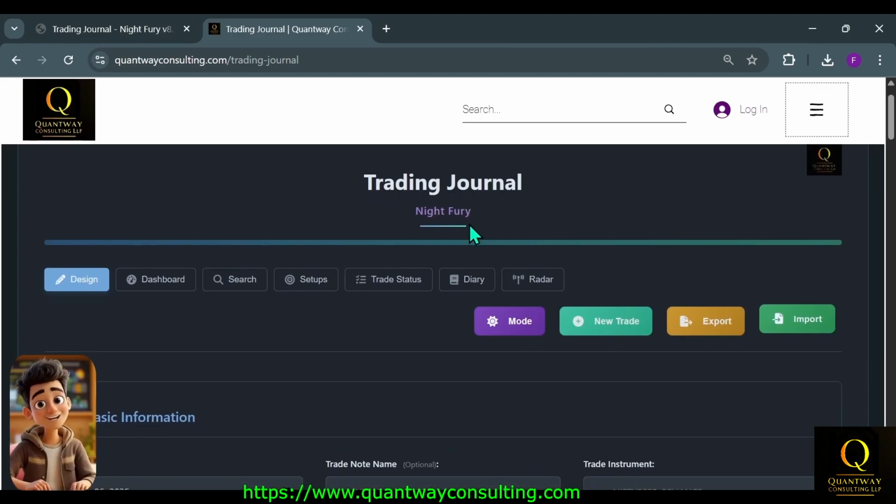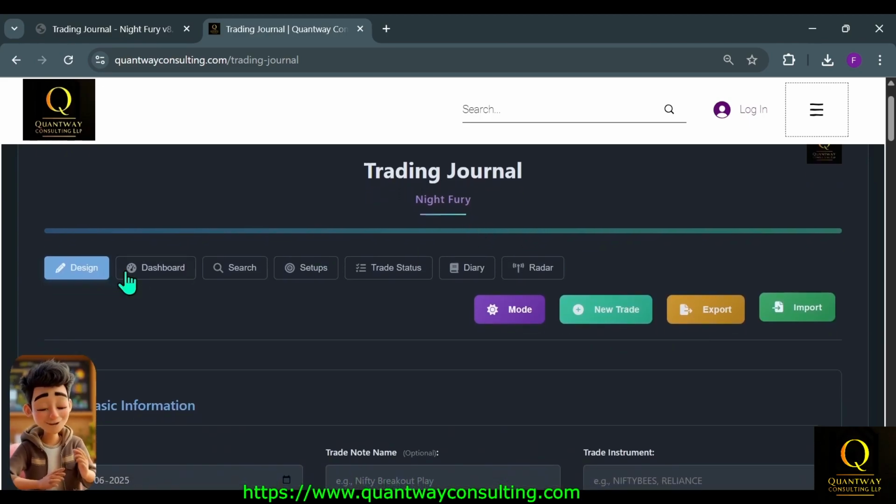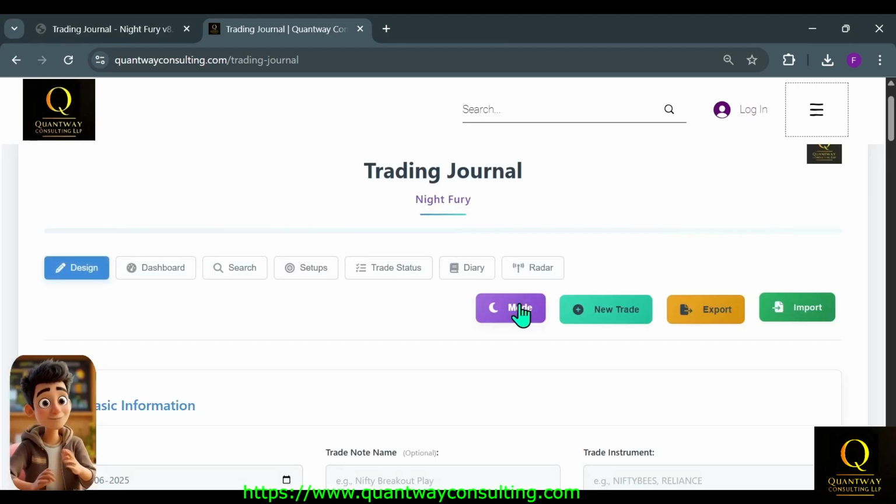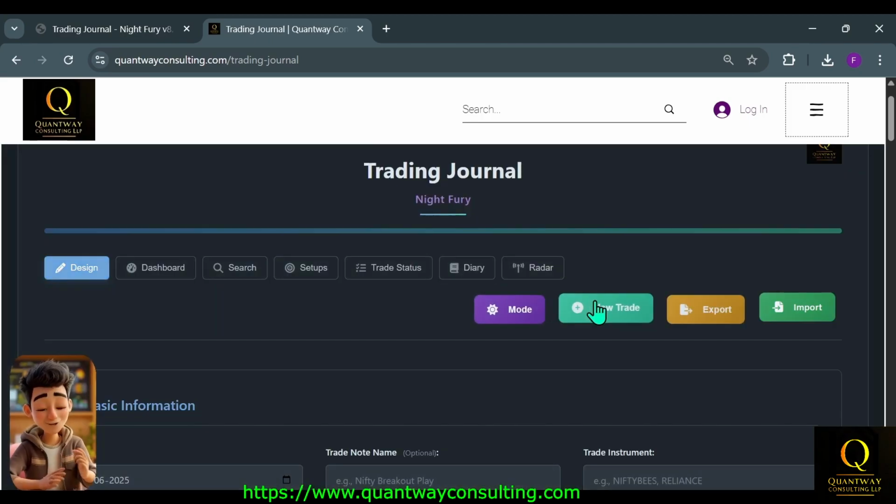In this journal, you can design the trades, understand the trade performance by visiting the dashboard, search your trades, create trade setups, understand trade status for your trades, write a trade diary, which is the key to finding your trading edge, add stocks to stock radar. Trade journal can be set in light mode or dark mode. You can export your current trades and designs so that you can back up your current trade journal data.